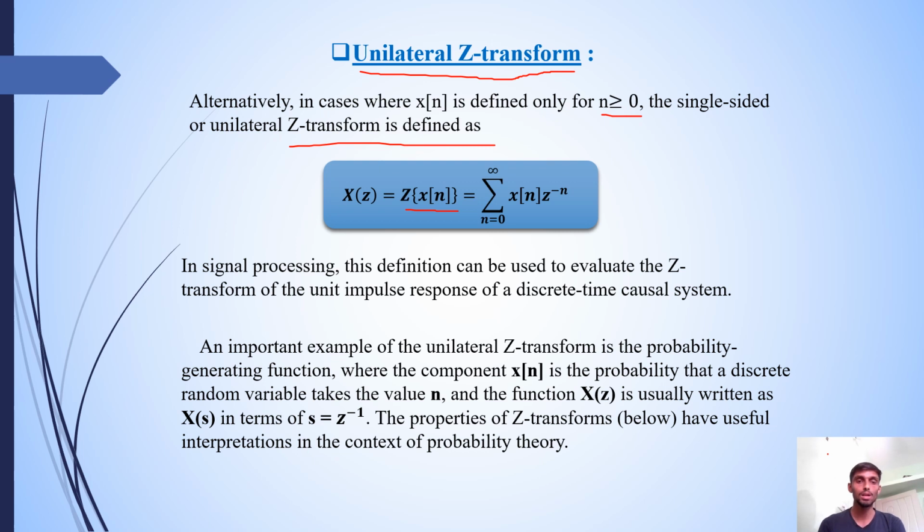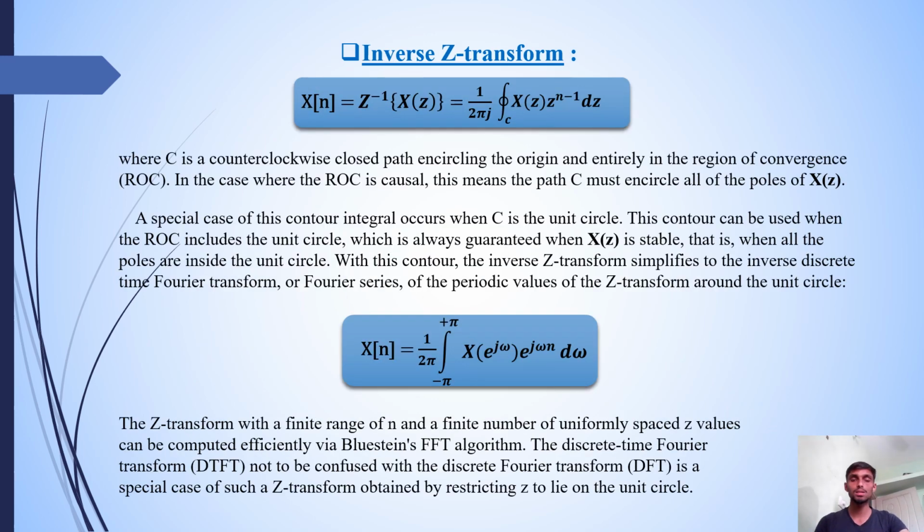An important example of the unilateral Z transform is the probability generating function, where the component x of n is the probability that a discrete random variable takes the value n, and the function x of z is usually written as x of s in terms of s equals z power minus 1. The properties of the Z transform are used in the context of probability theory. We have discussed the Z transform to find x of z by using x of n.